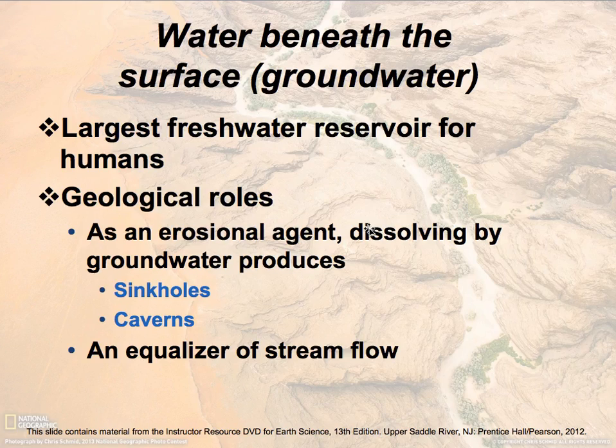Now, the other aspect of water near or at the Earth's surface is groundwater. Stream flow is characterized by water on the surface, whereas groundwater is water that is deeper within the Earth, but still within reach, so to speak, of human beings. It is the largest freshwater reservoir for humans, but as an erosional agent or a geologic agent, it is not that significant, other than with sinkholes and caverns. Water with high dissolved CO2, or carbon dioxide, tends to be acidic and can erode significant amounts of geologic material, to the point where underground caves form, or even sinkholes, which are of particular interest in Florida.